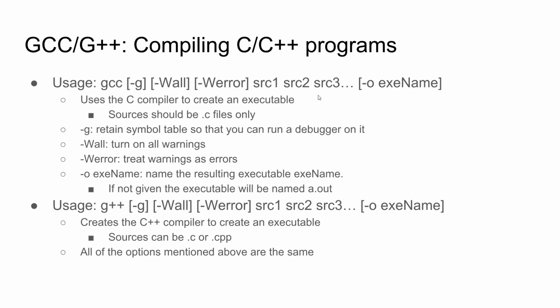You then list your source file names, whatever the names of the source files that you want to compile together to make your program are. And then you can also optionally list -o, then the name of the executable, and it will name your executable whatever name you specify. By default, if you don't give it a name, its name is going to be a.out. So if you want it to be named something more appropriate, like you're making a tic-tac-toe program, and you want it to be called tic-tac-toe.out, you would do -o tic-tac-toe.out. And it would be named tic-tac-toe.out instead of a.out.